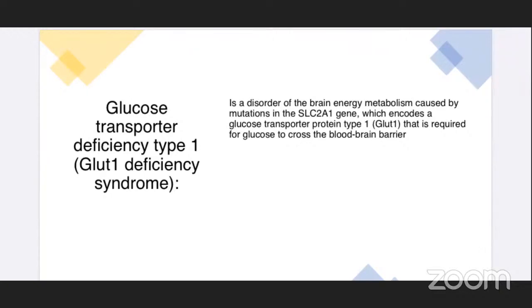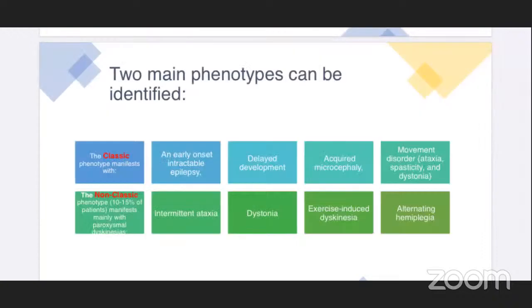For the classic phenotype, early onset intractable epilepsy, and the patient would have delayed development, acquired microcephaly, and movement disorders such as ataxia, spasticity, and dystonia. For the non-classic type, the patient would have intermittent ataxia, dystonia, exercise-induced dyskinesia, and alternating hemiplegia.